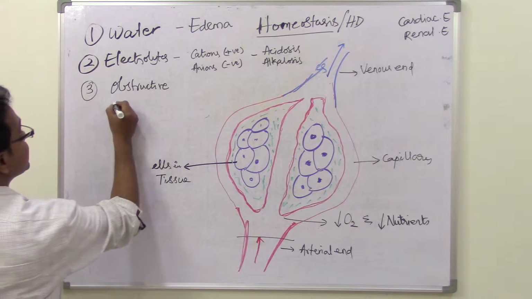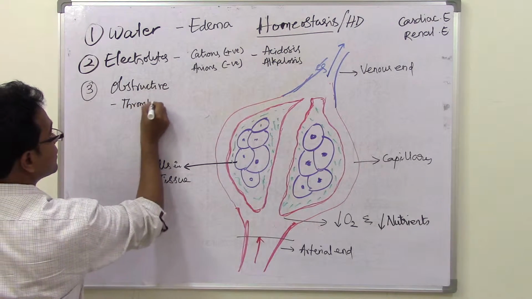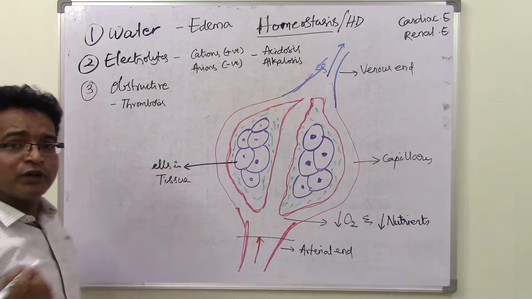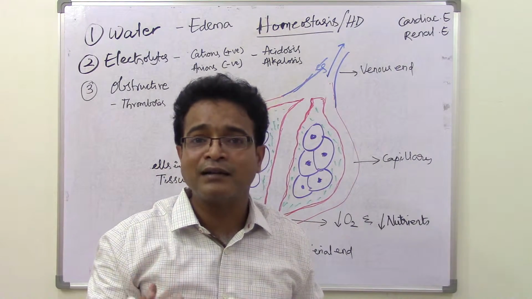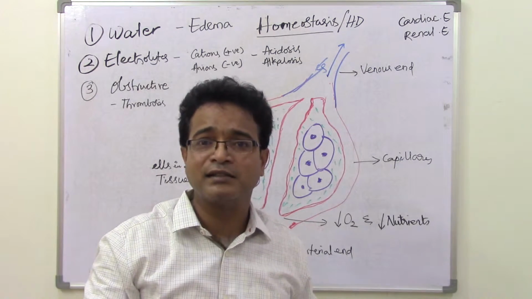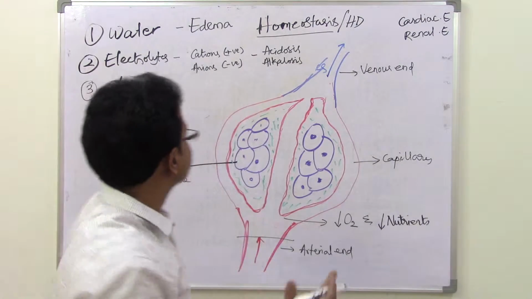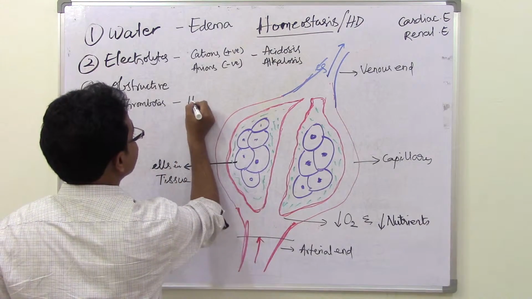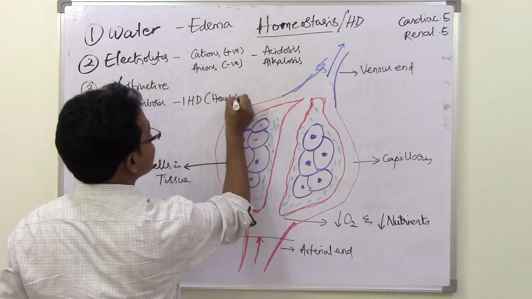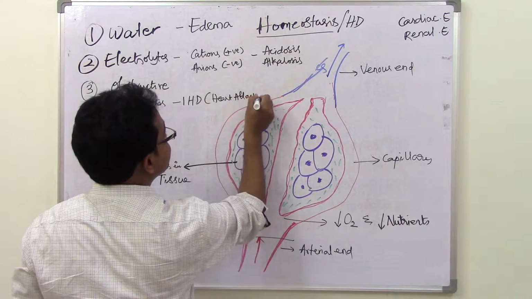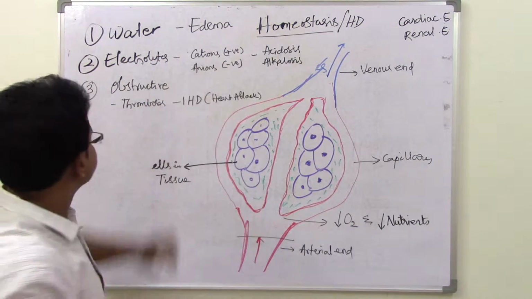So what comes under this? Say for example, thrombosis. We all have heard of thrombosis. So thrombosis of coronary arteries leads to what? Ischemic heart disease, which leads to heart attack. One example is ischemic heart disease, or in common terms heart attack. So it is a hemodynamic derangement of obstructive nature.